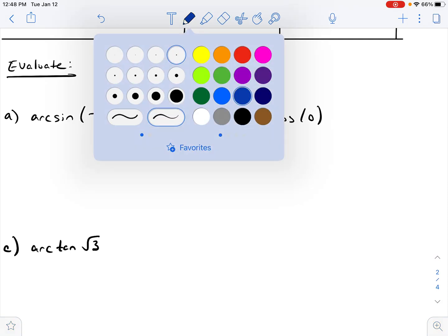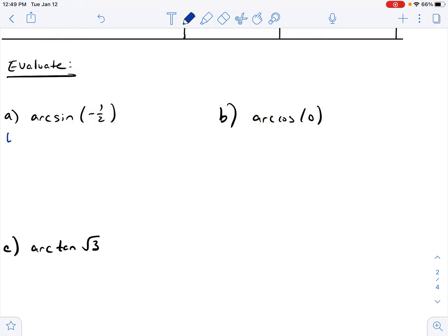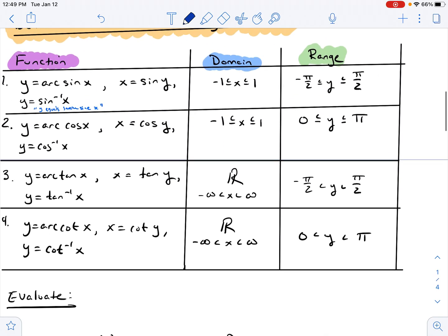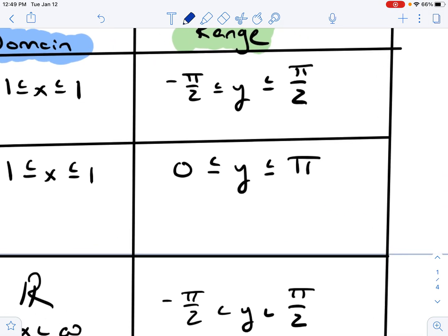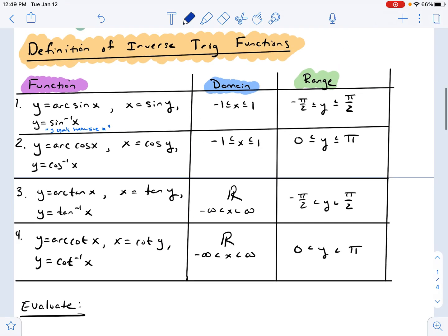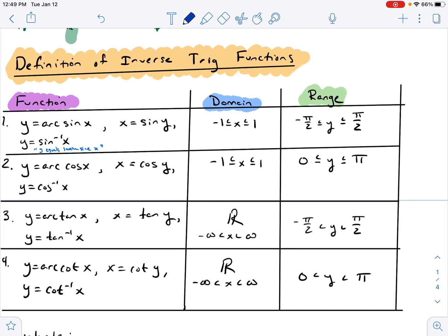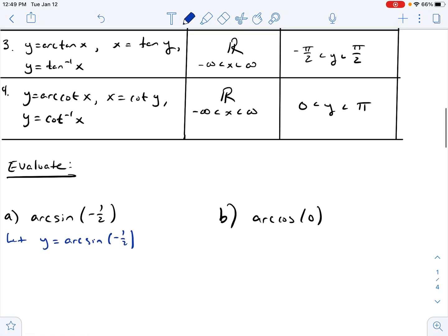Look, I'm going to set these equal to y. I'm going to say, look, let y equal arc sine of -1/2. Okay. And so I'm looking for a y value that's going to have to be between -pi/2 and pi/2 for the inverse sine function, that would have had an x value of -1/2. Okay, that's what I'm looking for here.